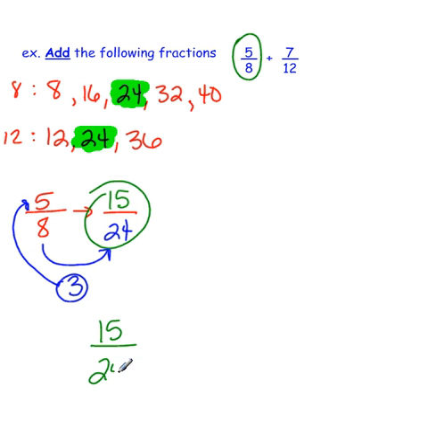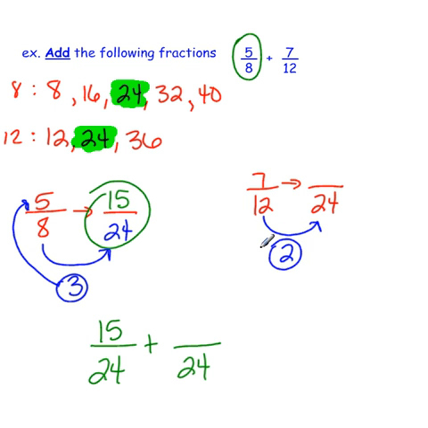15 over 24 plus. We know this other fraction is going to have a denominator of 24 as well, but it doesn't, so we have got to make that happen. So scratch paper over here. We've got to make 7/12 into an equivalent fraction that has a denominator of 24. Here we go. 12 goes into 24 how many times? 2. Take that number, multiply it to the number at the top. 2 times 7 is 14.